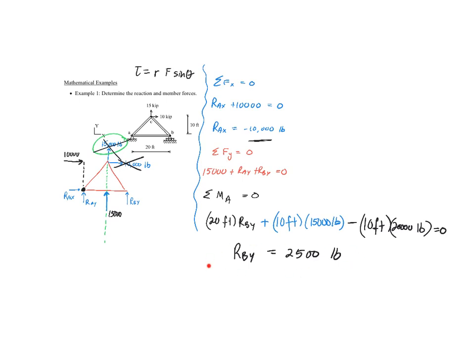And once we have RBY, we can take that value, plug it back in up here, right? Take this value here, plug it back in, and then solve for RAY. And that'll just be what? Let's see, move the 2,500 over, move the 15,000 over. That's going to be negative 17,500. Which tells us about RAY. It tells us that RAY, although drawn upward in the diagram, is actually a downward force.